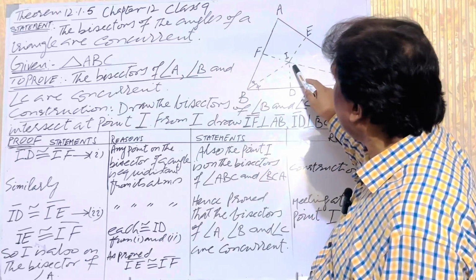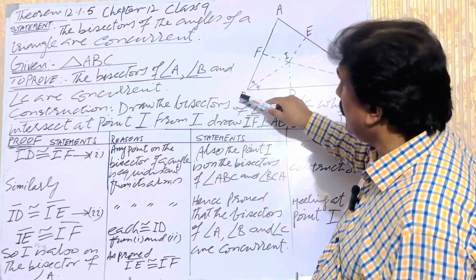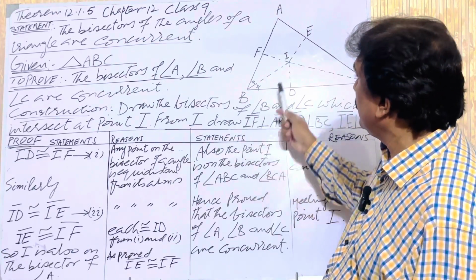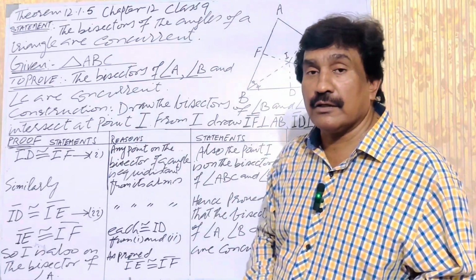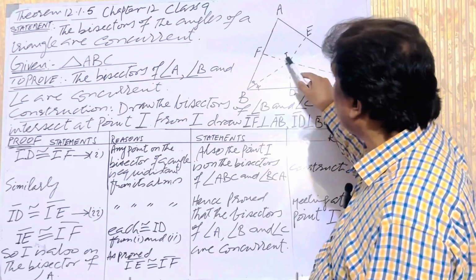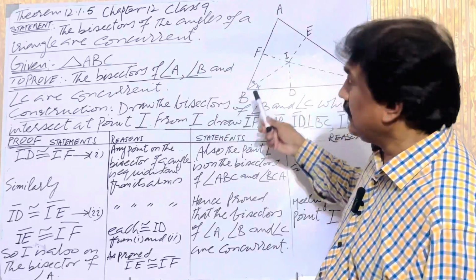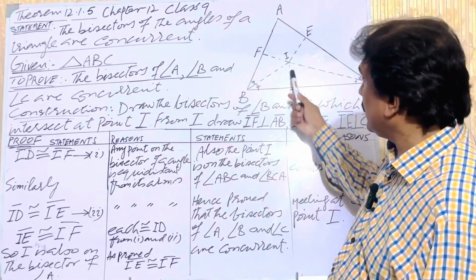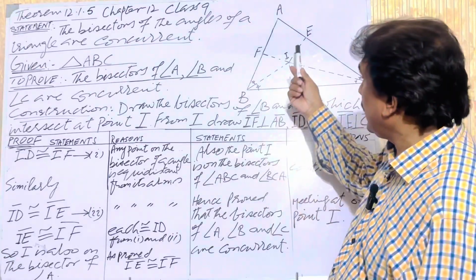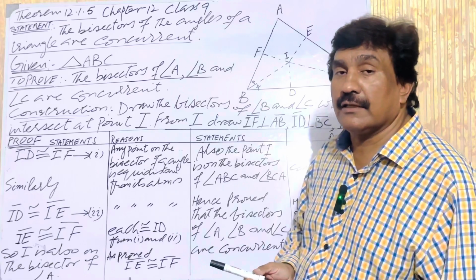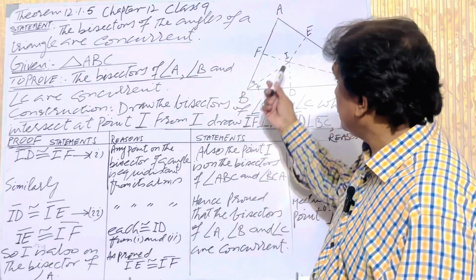Okay, then from I we have drawn a perpendicular on AB. So IF perpendicular on AB. This is a perpendicular, not a perpendicular bisector. If it is a perpendicular bisector, it will make it half. Like look at this BC and look at this ID. ID is not dividing this into two equal parts. So ID is not a perpendicular bisector. It is just a perpendicular.